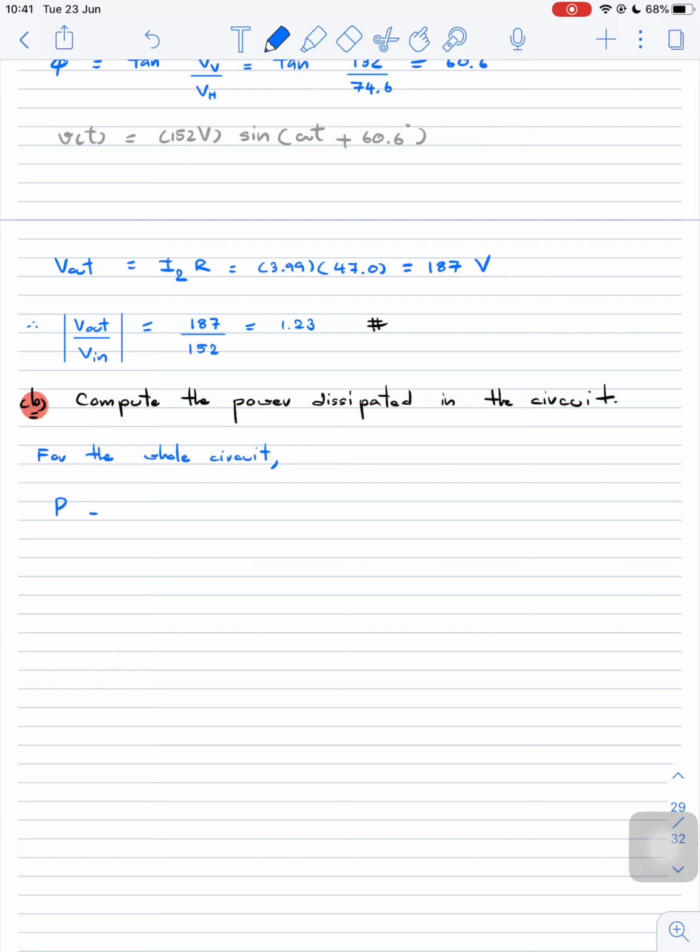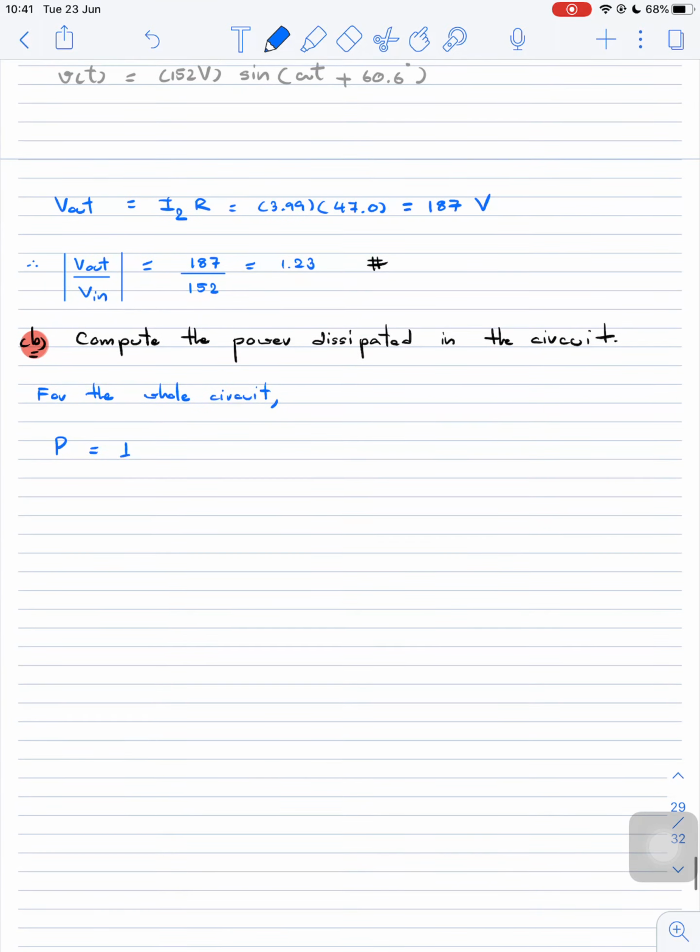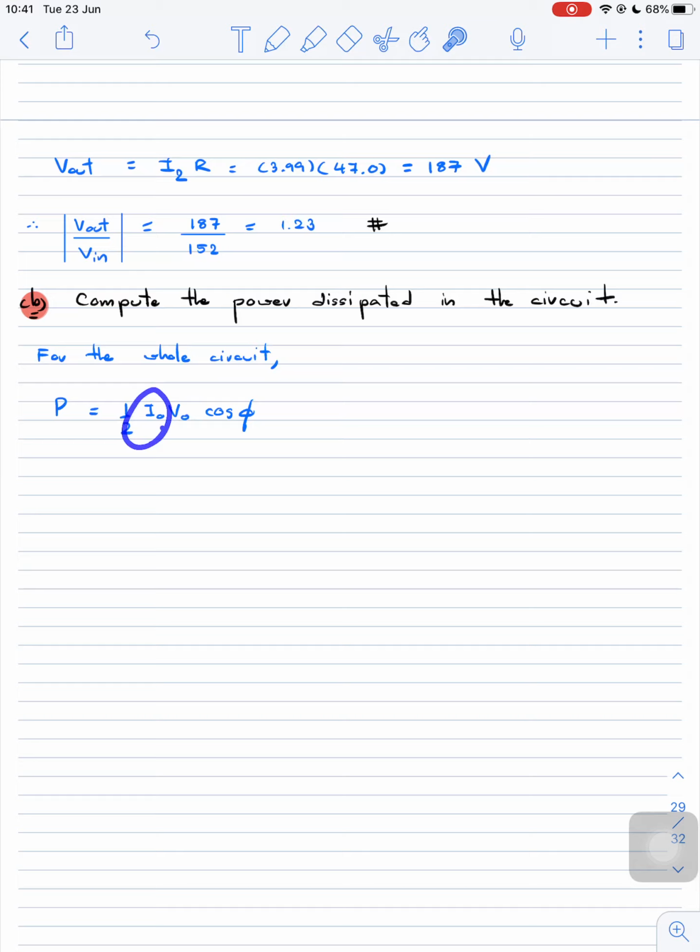So then this P equals 1/2 times I naught times V naught times cosine phi. The I naught here is the current amplitude of the whole circuit, the V naught is the voltage amplitude of the whole circuit, and phi is the phase angle between I naught and V naught here. Okay, so let's just put in the numbers.